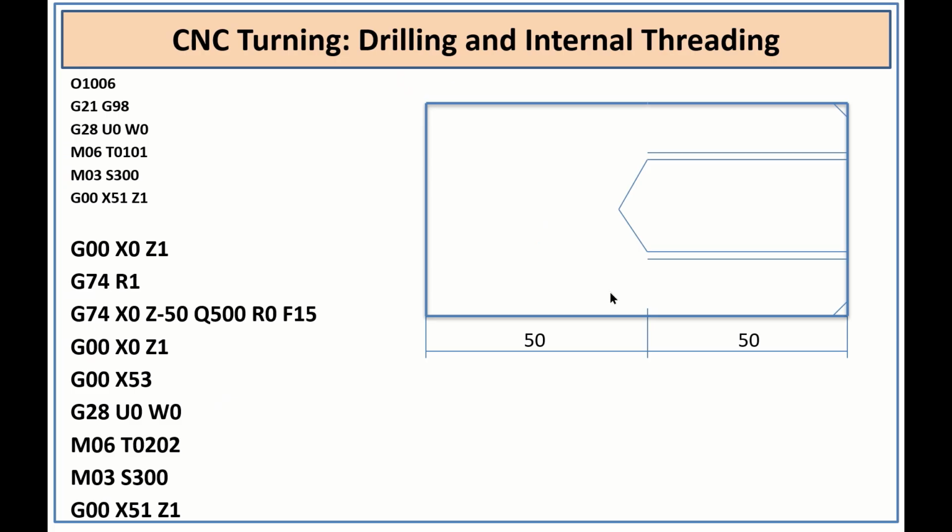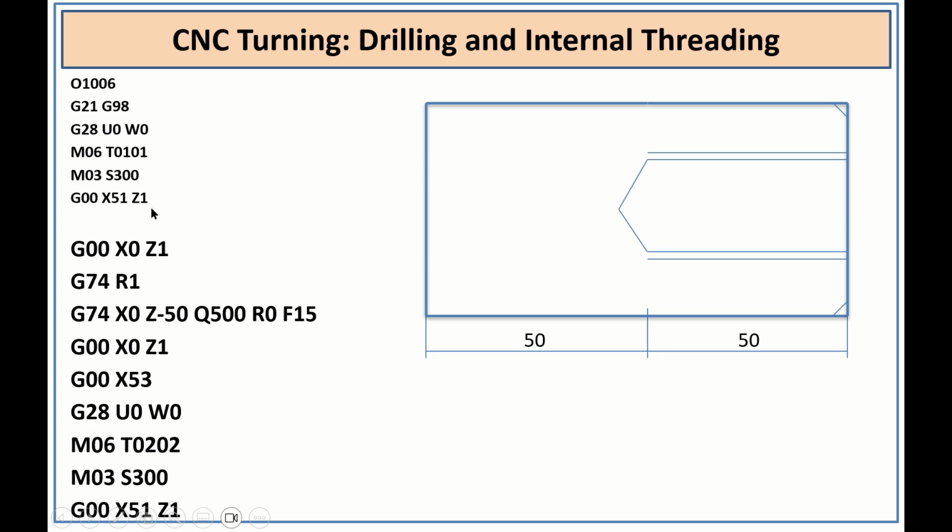So again, for example, I wanted to make another operation, an internal threading operation. Here in this drill I want to make some internal threading operation. Now what to do? If you want to make an internal threading operation, first of all we need to do the drilling operation, because without drilling we can't make the internal threading operation. So we need to combine the drilling operation as well as the internal threading operation.